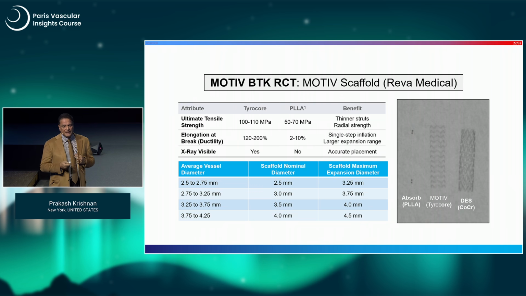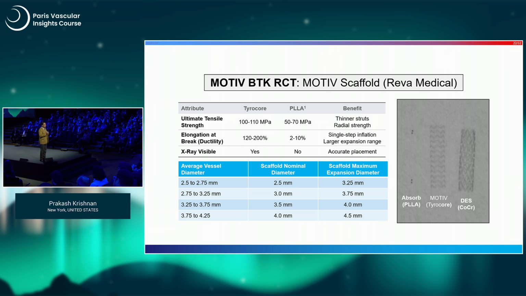And if you look at this now, the average lesion diameters are pretty much the same, 2.5 to 4.25 here. It was 3.75 with the Esprit. But then you can see here that the scaffold can be expanded up to 4.5, and you can see the visibility of the scaffold here very, very clearly. You can see the Absorb, which is the coronary on the left, which is, again, no longer produced. And that's pretty much how the Esprit BTK scaffold actually looks. Motive, as you can see here, and then you can see DES. So it's much more visible when you re-intervene and also when you do ultrasounds to be able to see these lesions.